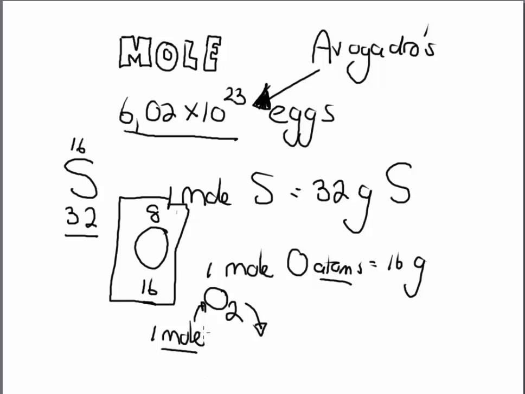A molecule is when atoms combine covalently. Then it's called a molecule. A mole is a way of measuring so that we can work with these tiny, tiny little things that we can't see, and we can actually count them. So 1 mole of O2 will have a mass of 16 times 2, which gives you 32 grams. 1 mole of O2 therefore has a mass of 32 grams.